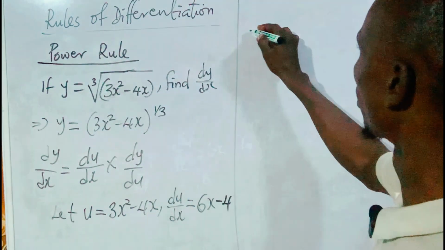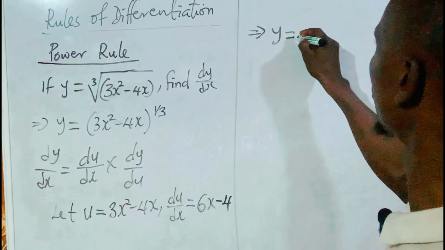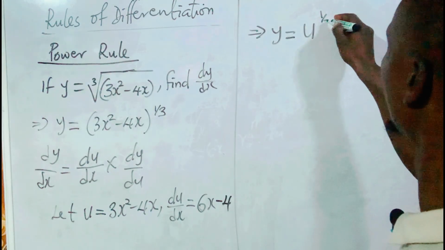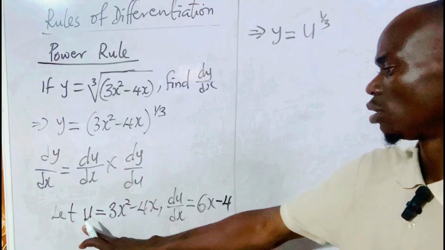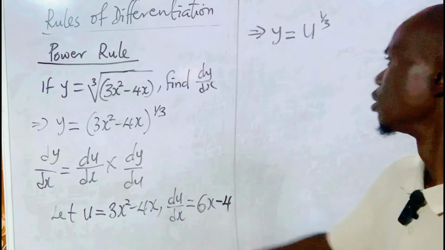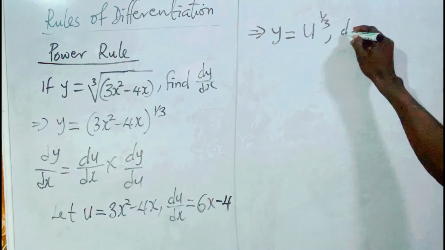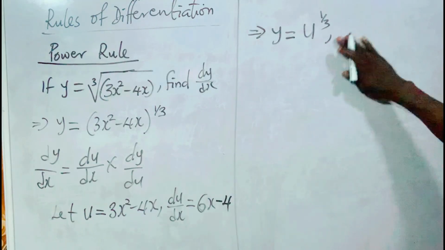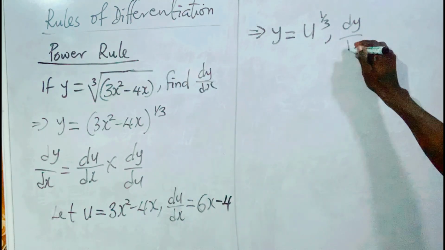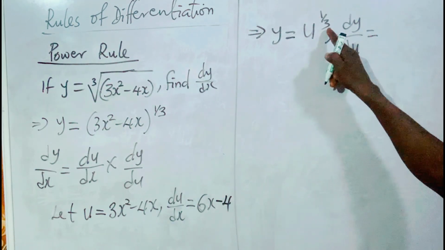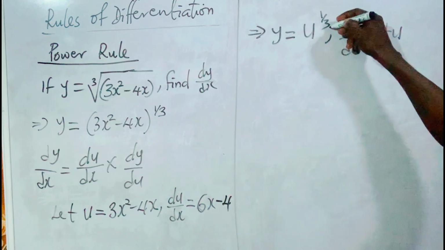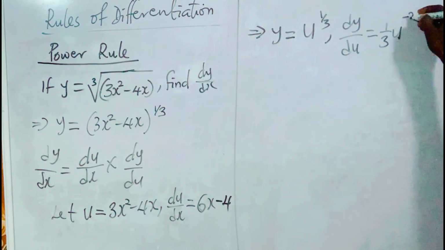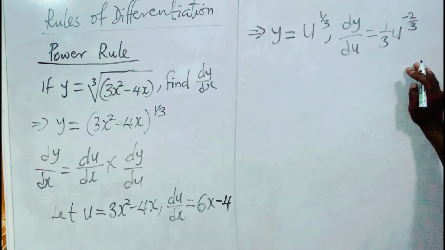So this implies that y is equal to u raised to 1 over 3. Since we are replacing the base with u, let u be the base, right? So if we differentiate now, we have dy over du, which means multiply by the power to have 1 over 3 u. 1 over 3 minus 1 will give us minus 2 over 3.